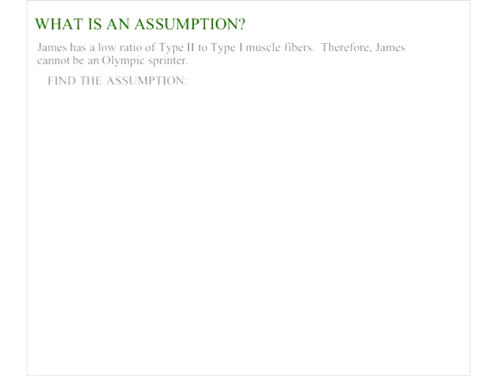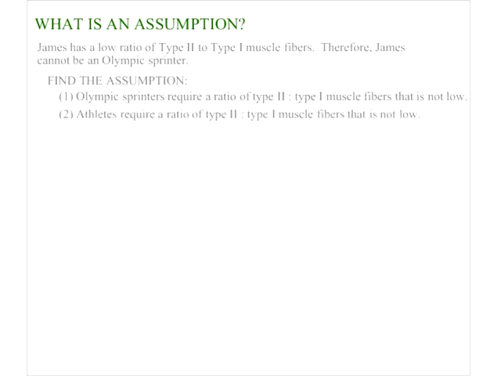The first choice for the assumption is: Olympic sprinters require a ratio of type 2 to type 1 muscle fibers that is not low. And assumption 2 is: athletes require a ratio of type 2 to type 1 muscle fibers that is not low. For those of you who just got here, we're doing find the assumption in critical reasoning.